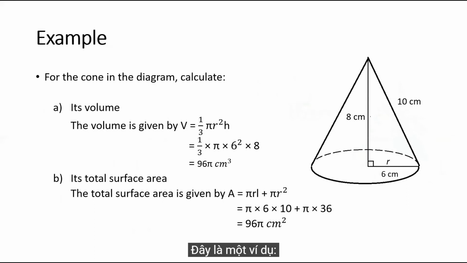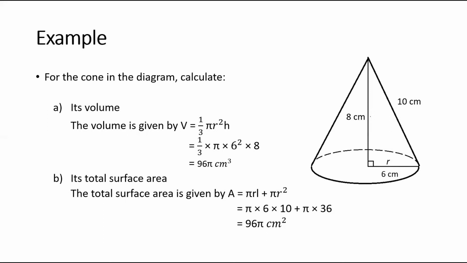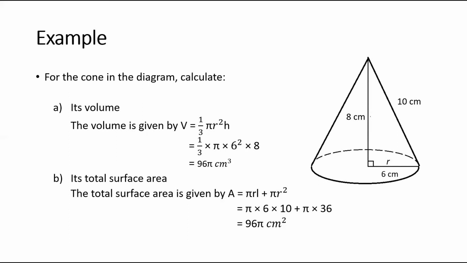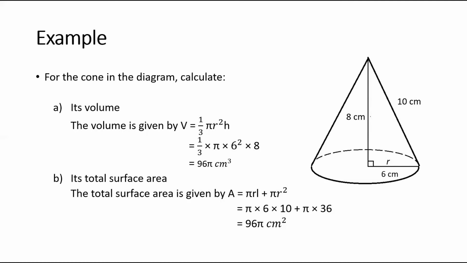This is an example. For the cone in the diagram, calculate its volume. The volume is given by 1/3 pi r to the power of 2 times h. You just take your measurement, you replace those letters in the formula, and you will have the answer. For a total surface area, it is the same.